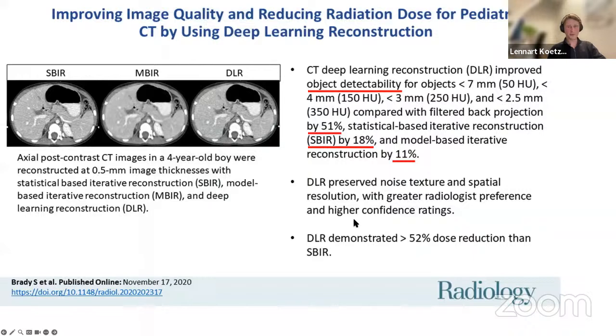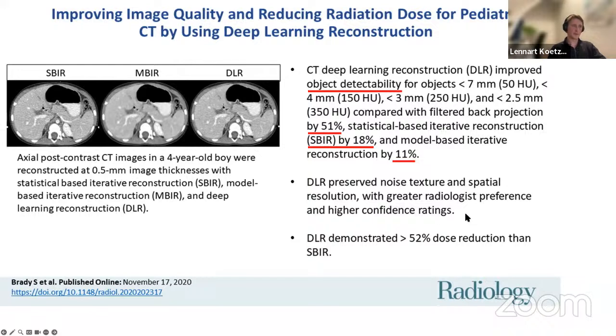So I copied this slide from the Radiology website, highlighting the main findings of this study. And firstly, they found that deep learning reconstruction improved object detectability by 51% compared to FBP. It was improved by 18% compared to hybrid iterative reconstruction, and it was improved by 11% compared to model-based iterative reconstruction.